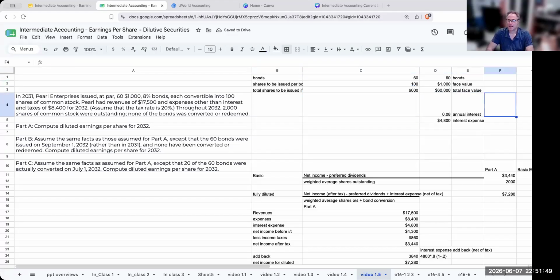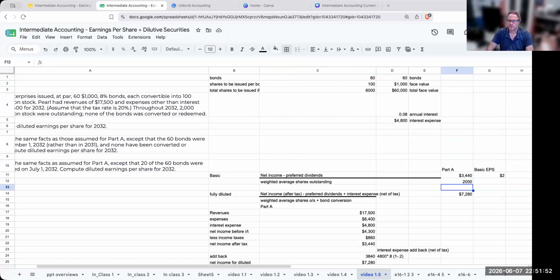6,000 shares. Okay. So now this is going to be 2,000 plus 6,000, or a total of 8,000. So my fully diluted EPS is going to be right over here at 91 cents per share. So we are going to basically assume that the bond is converted because it is in fact dilutive, meaning my earnings per share is going down.